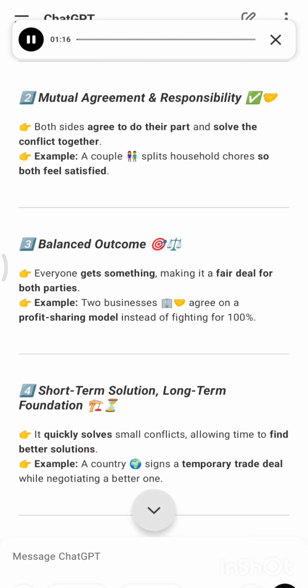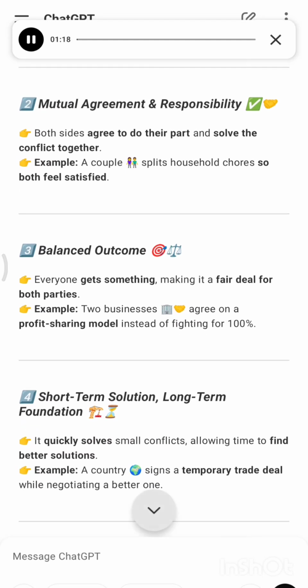3. Balanced outcome. Everyone gets something, making it a fair deal for both parties. Example: two businesses agree on a profit-sharing model instead of fighting for 100%. 4. Short-term solution, long-term foundation. It quickly solves small conflicts, allowing time to find better solutions. Example: a country signs a temporary trade deal while negotiating a better one.